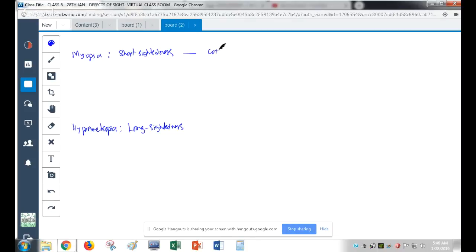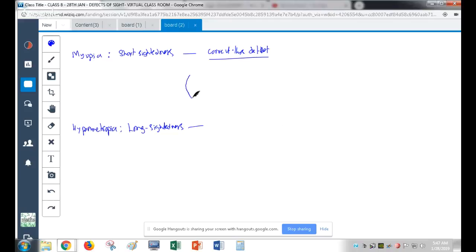How to correct this defect? Every defect will be corrected. When you have an eye problem, where will you go? You will go to the eye doctor, optician, ophthalmologist. Then what happens? He will check your eyesight by putting some chart in front of you. So then he will find out where the focus is. Then he will try to bring that focus.